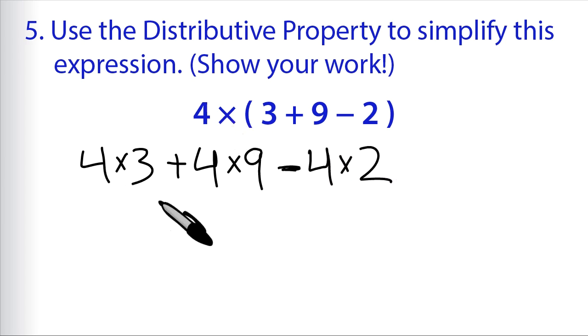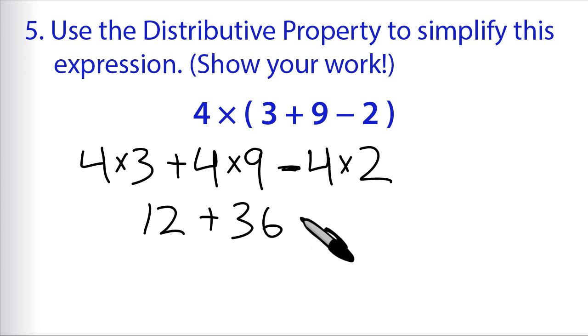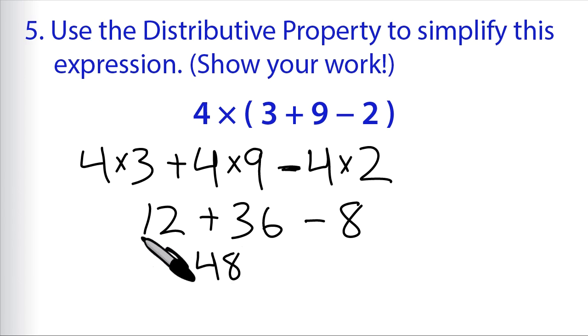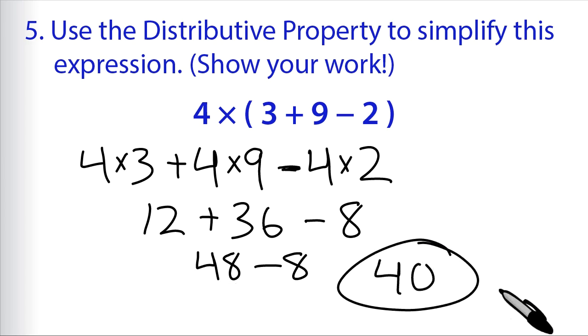Now we have 4 times 3, which is 12, plus 4 times 9, which is 36, and then minus 4 times 2, which is 8. 12 plus 36 is 48. We'll go ahead and write out this whole step here, even though you could do all of that in one step. We write out that 12 plus 36 is 48, and then we have minus 8. So the final answer, 48 minus 8, is 40.